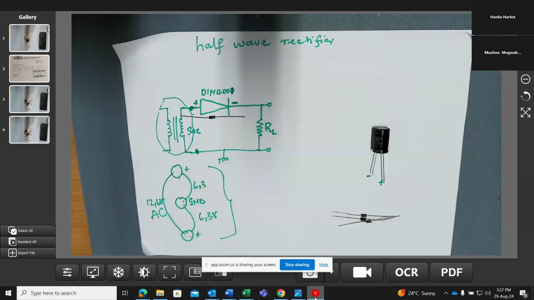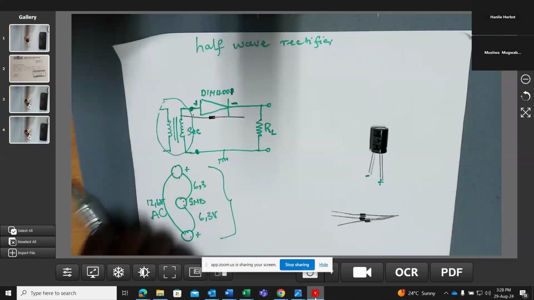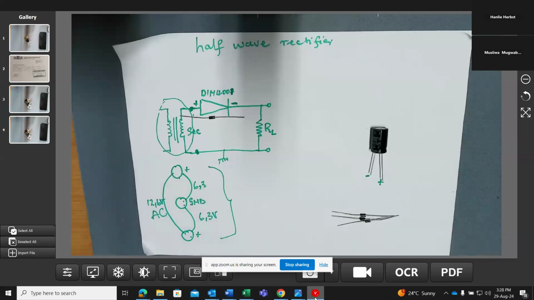On this circuit of mine, I haven't included the capacitor, because when I do my experiment, first I need to find my output readings without the capacitor, and then my output readings with the capacitor. So I will include the capacitor when we do the readings with the capacitor.